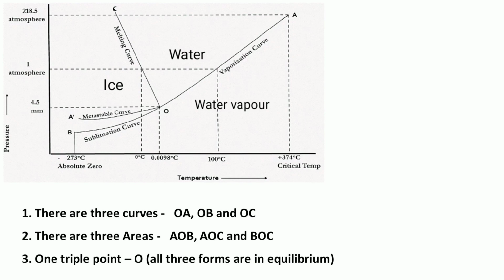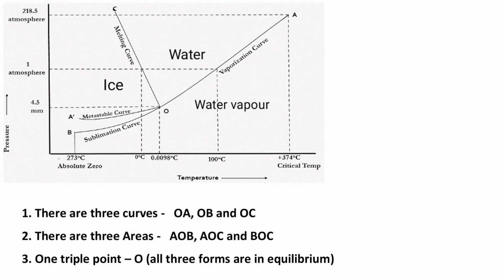Let us talk about curve OB. The curve OB starts from point O and ends at point B, which is called absolute zero. Along this curve, the solid phase, that is ice, and water vapor are in equilibrium. This curve is also known as the sublimation curve.